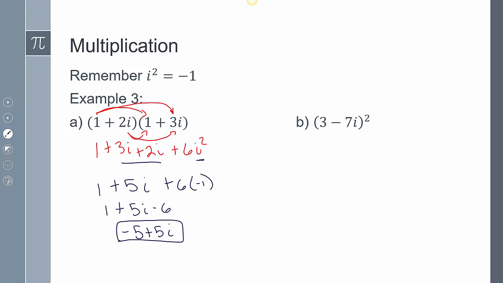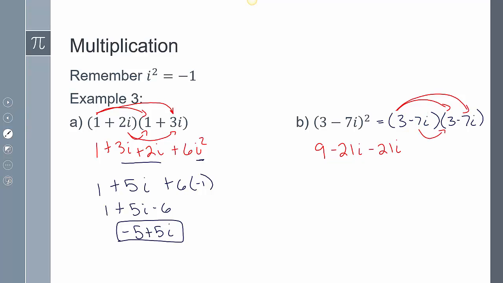Now this, remember, we don't take the square and multiply everything through. This says I have 2 of these. So here are my 2 of those. And now I can take this and I can distribute it through. So 3 times 3 is 9. 3 times negative 7i, so I get negative 21i. Negative 7i times 3, negative 7i times negative 7i gives me 49i squared. Now this i squared, that's going to be negative 1. And so that's going to turn into negative 42i.